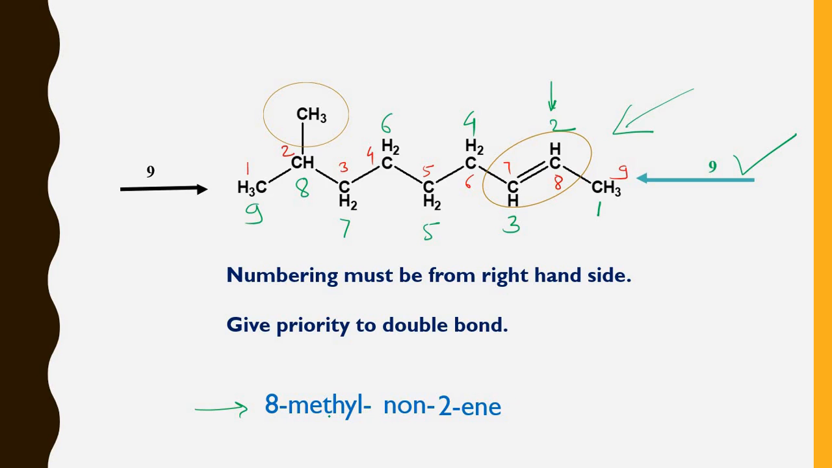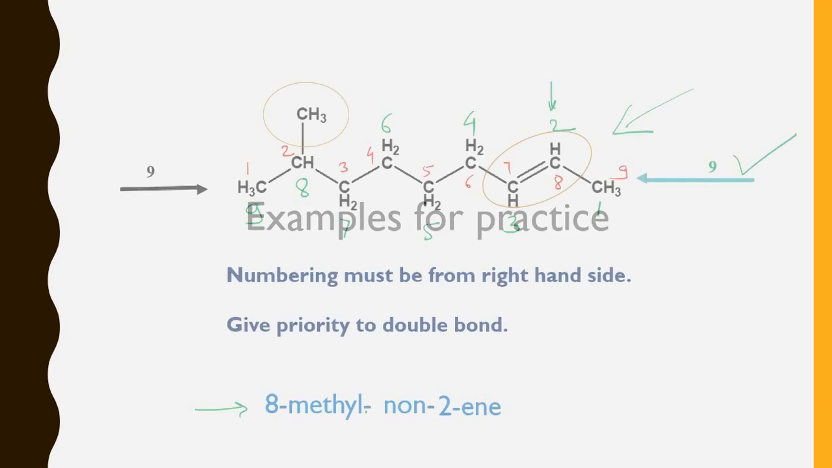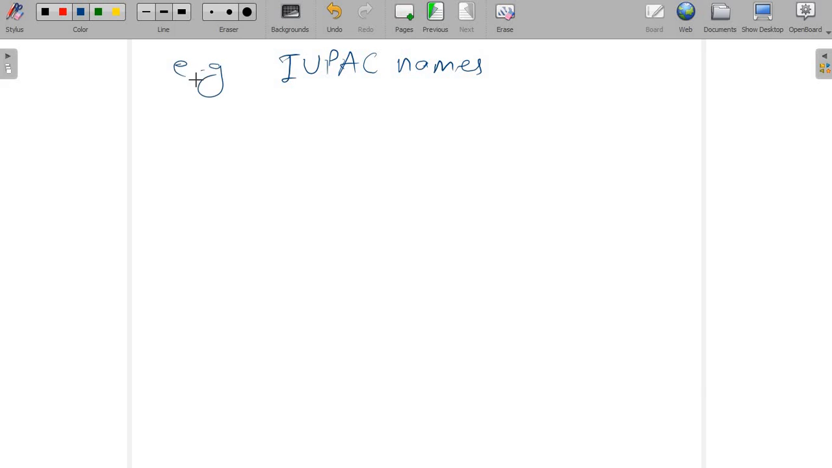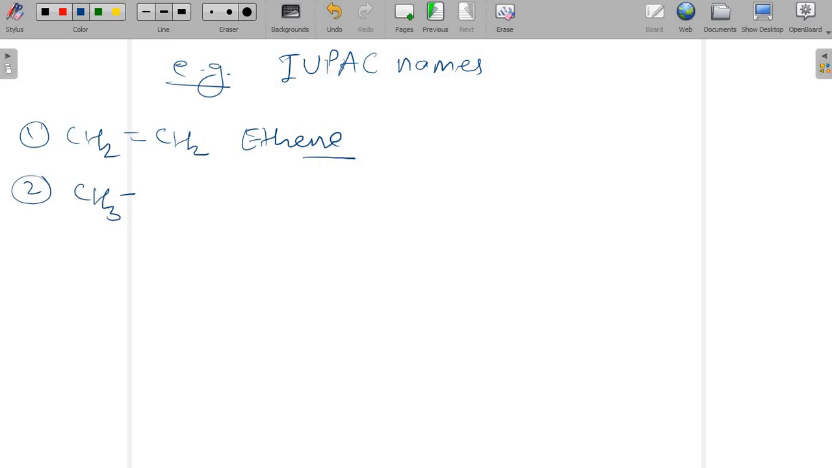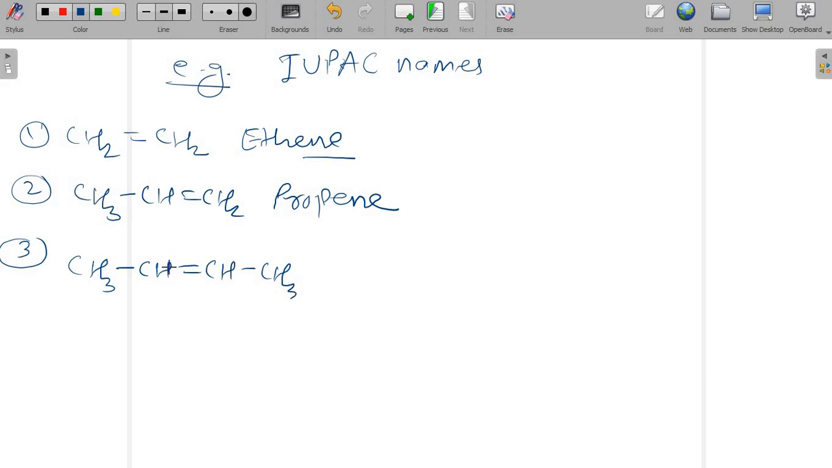So similarly, we'll see different examples. We'll start from the 2 carbon atom and we'll move towards more complicated structures. So, the examples on IUPAC names. The very first compound of alkene is called ethene. ENE is very important. This is CH3, CH double bond, CH2. This is propene. Then this is CH3, CH double bond, CH, CH3.